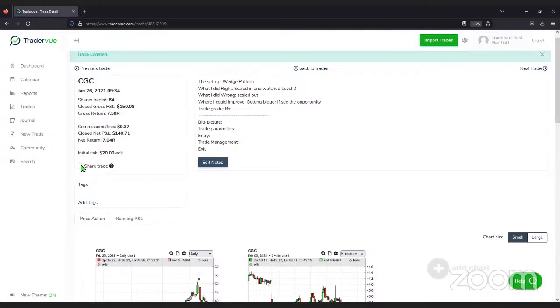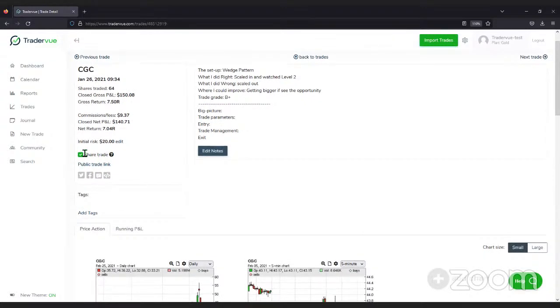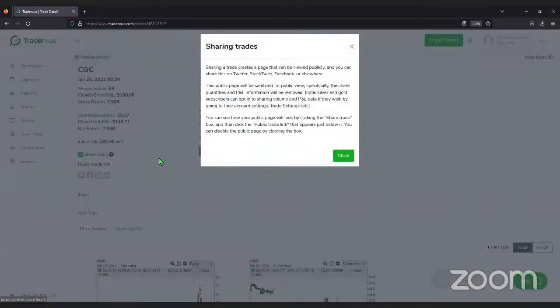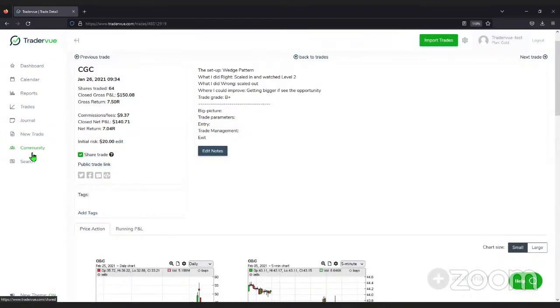You can also share a trade, and sharing is more for community purposes. You can also publish them in multiple channels or on social media. And if you share your trade here, it's going to appear in community, and that's a section that we're going to cover in a bit as well.